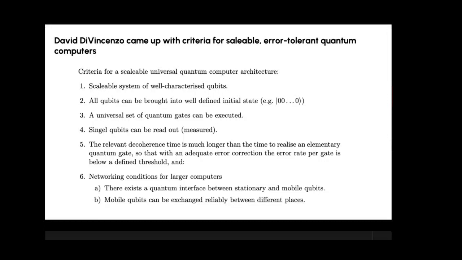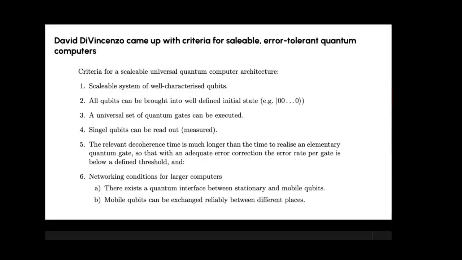The universal set of quantum gates can be executed. Single qubits can be read out. The relevant decoherence time is much longer than the time to realize an elementary quantum gate. So that there is an adequate error correction, the error rate per gate is below the defined threshold. And the networking conditions for larger computers: there exists a quantum interface between stationary and mobile qubits, and mobile qubits can be exchanged reliably between different places.